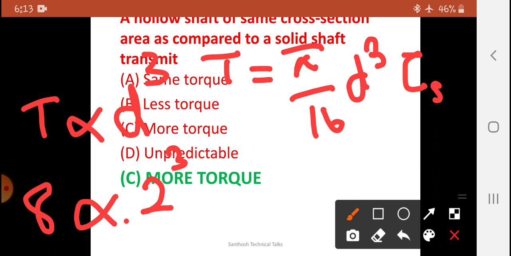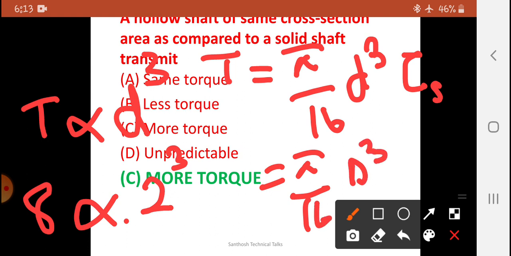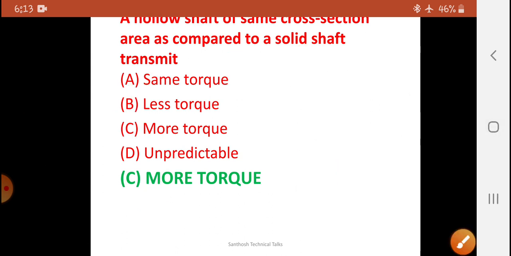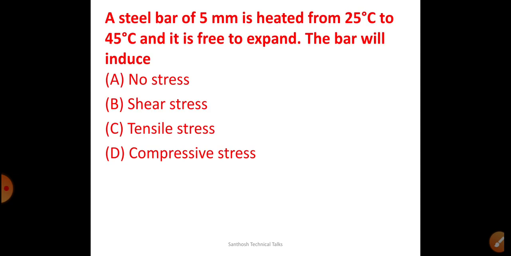In the area also, if we are increasing the diameter, for a hollow shaft, T is equal to pi by 16 times (capital D power 4 minus small d power 4) divided by capital D, into tau s. So all our diameters are increasing. Since the diameters are increasing, it will transmit more power. So this is the proof.